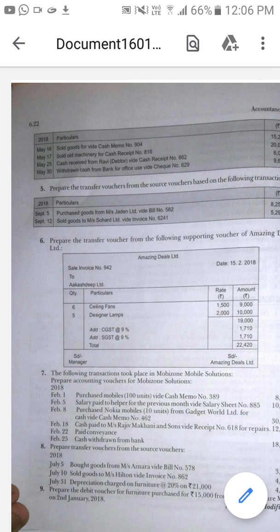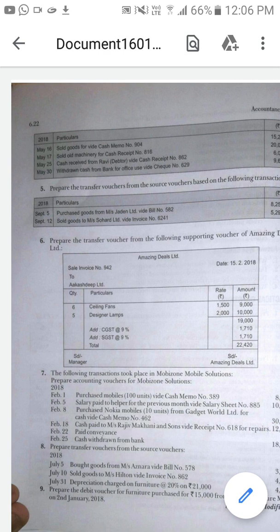Voucher number 1, put the date February 1, see the transaction: purchased mobile 100 units, with cash memo number. So it is a cash purchase. Cash purchase indicates a cash payment, so you have to prepare the debit voucher. The first transaction is related to the debit voucher. Which account should be debited?